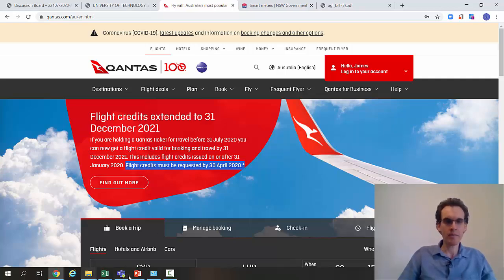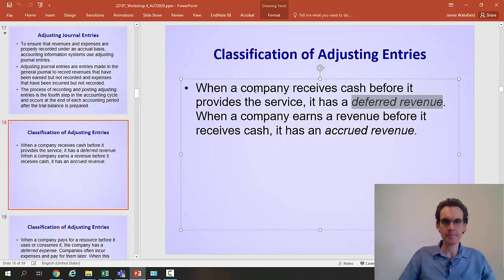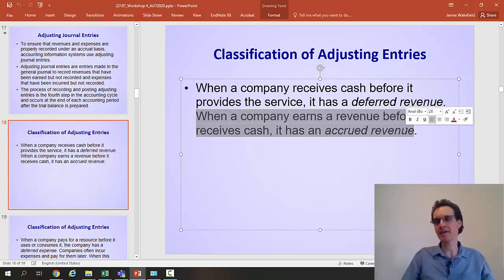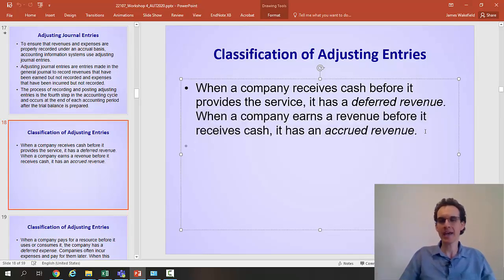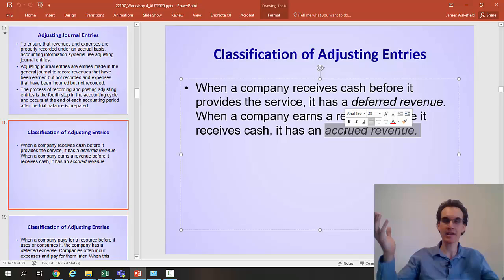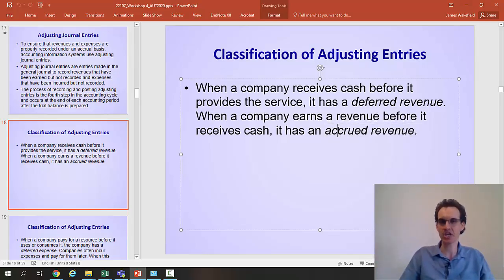So if we go back to our slides, when a company receives cash before it provides a service, we refer to that as a deferred revenue. That's one type of adjusting entry. The next one we have here, when a company earns a revenue before it receives the cash, it is an accrued revenue. So that basically means that even though we have not received the cash from the customer, we want to bring the revenue forward and recognize it now, because we basically did what we needed to do to meet the obligations and expectations of the customer.